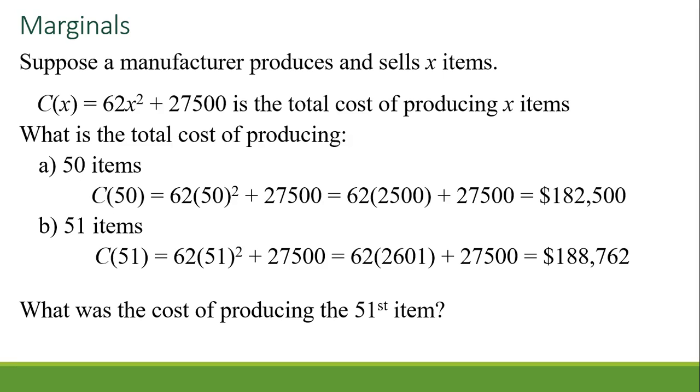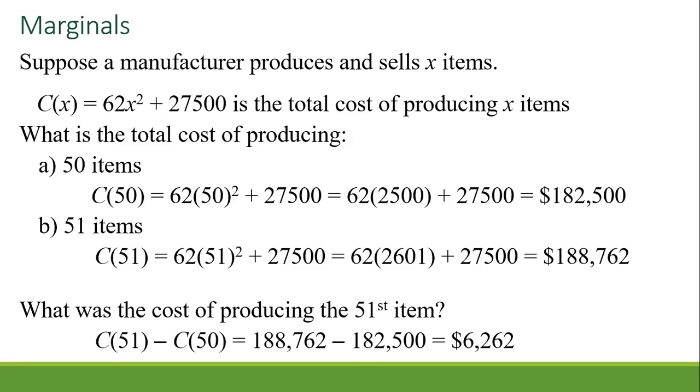Well, if we know the cost of producing items 1 through 51, and we know the cost of producing items 1 through 50, all we have to do is subtract the cost of producing 51 items minus the cost of producing 50 items. Now that $6,262 is the exact cost of producing item number 51.